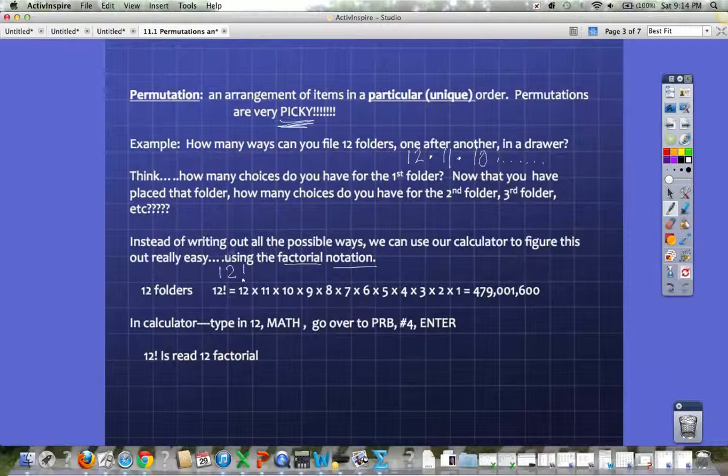Okay, so 12 factorial is 12 times 11 times 10 times 9 times 8 times 7, 6, 5, 4, 3, 2, and 1. That would make for 479,001,600 different ways of putting those file folders in the cabinet.